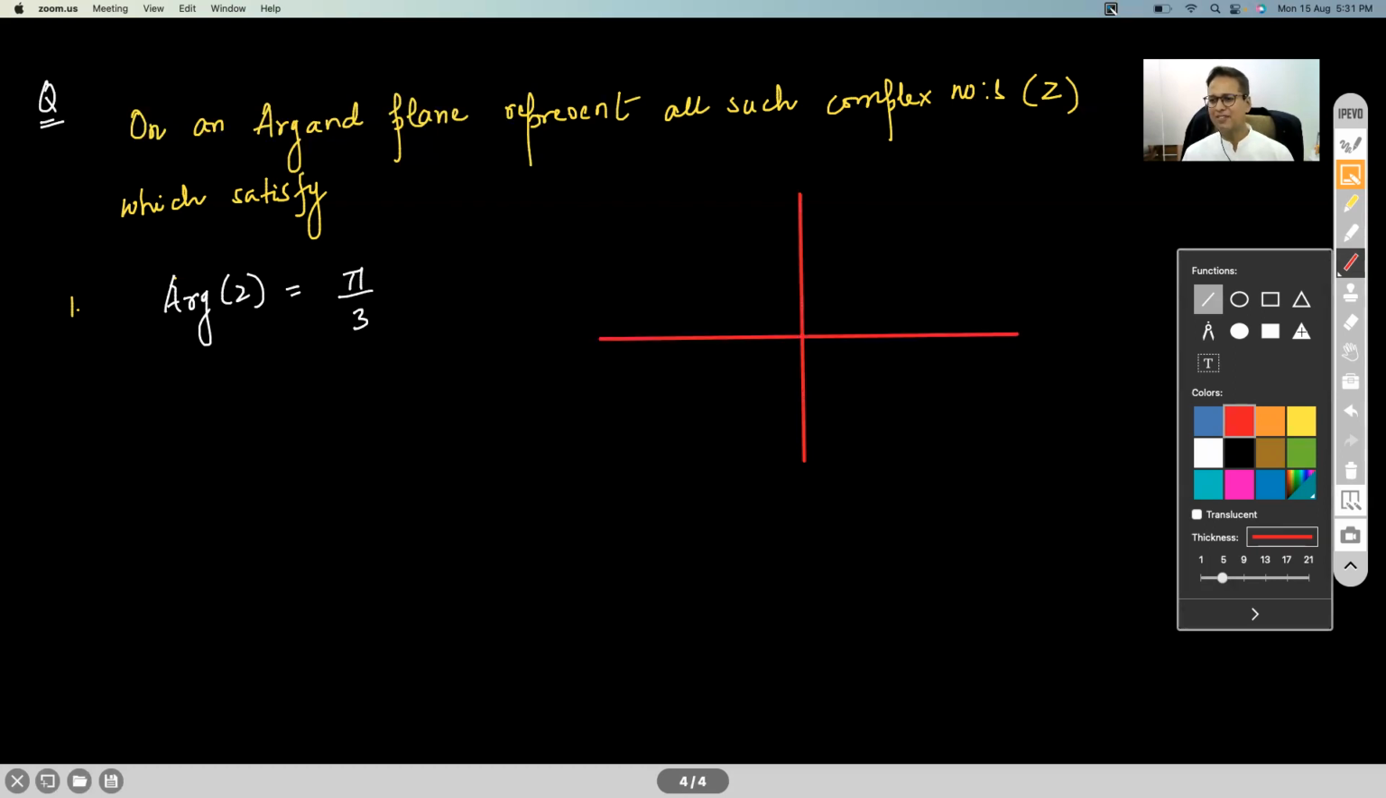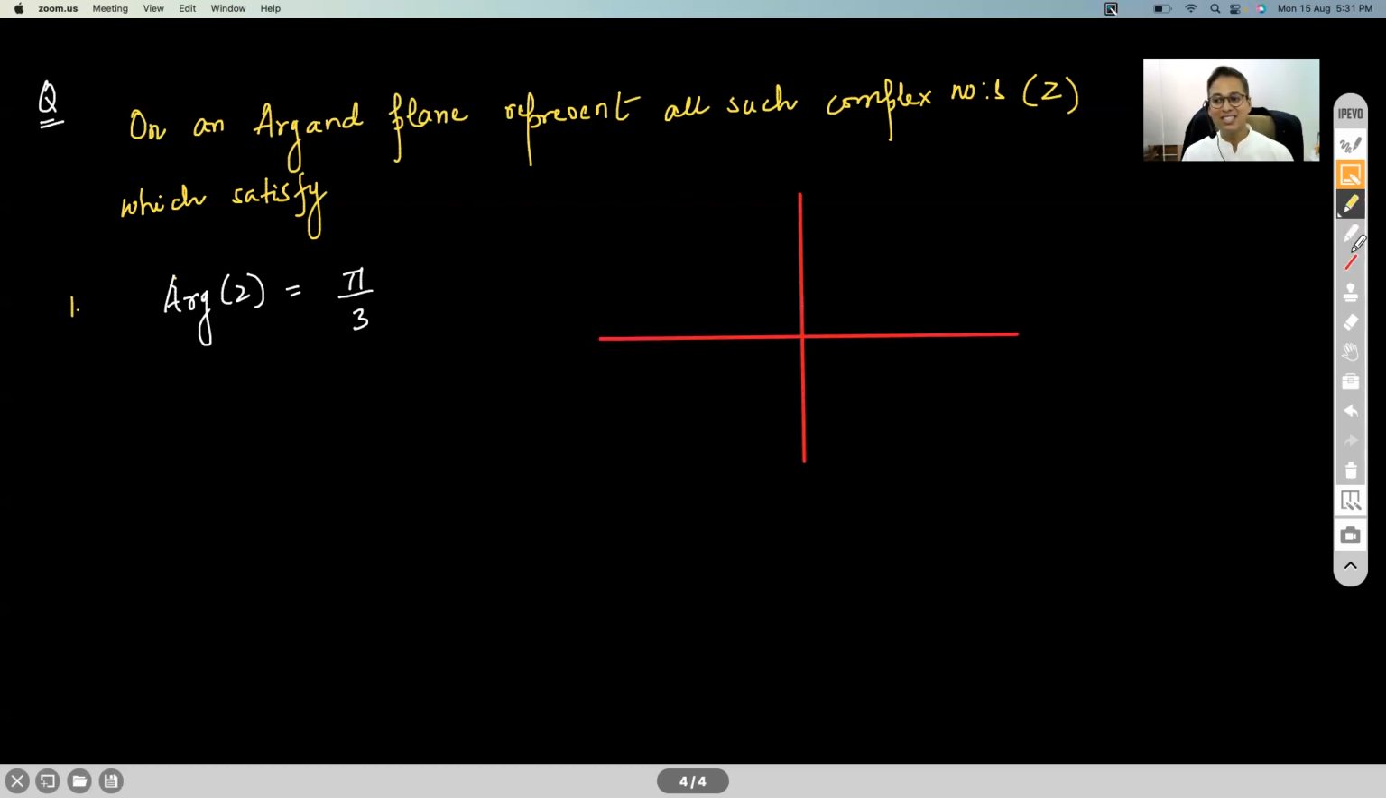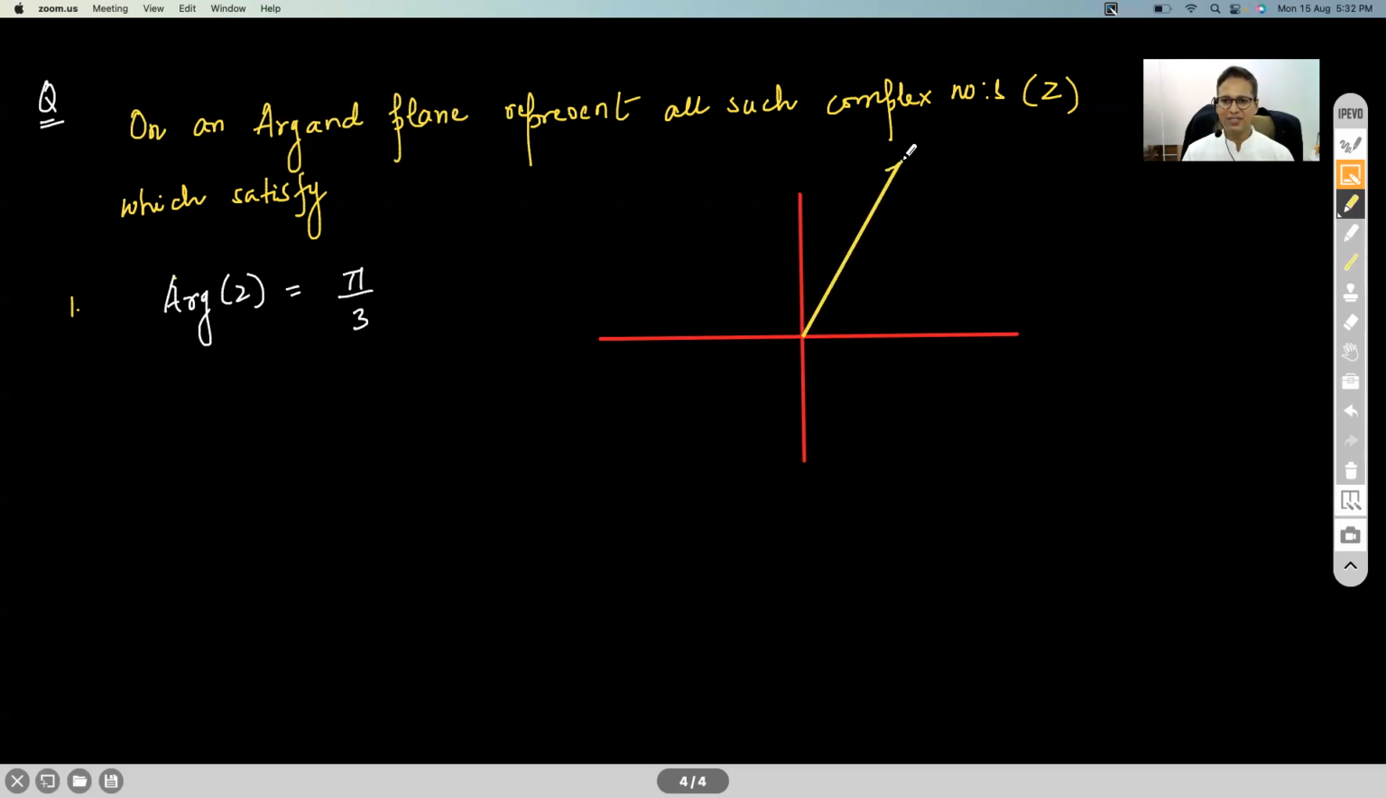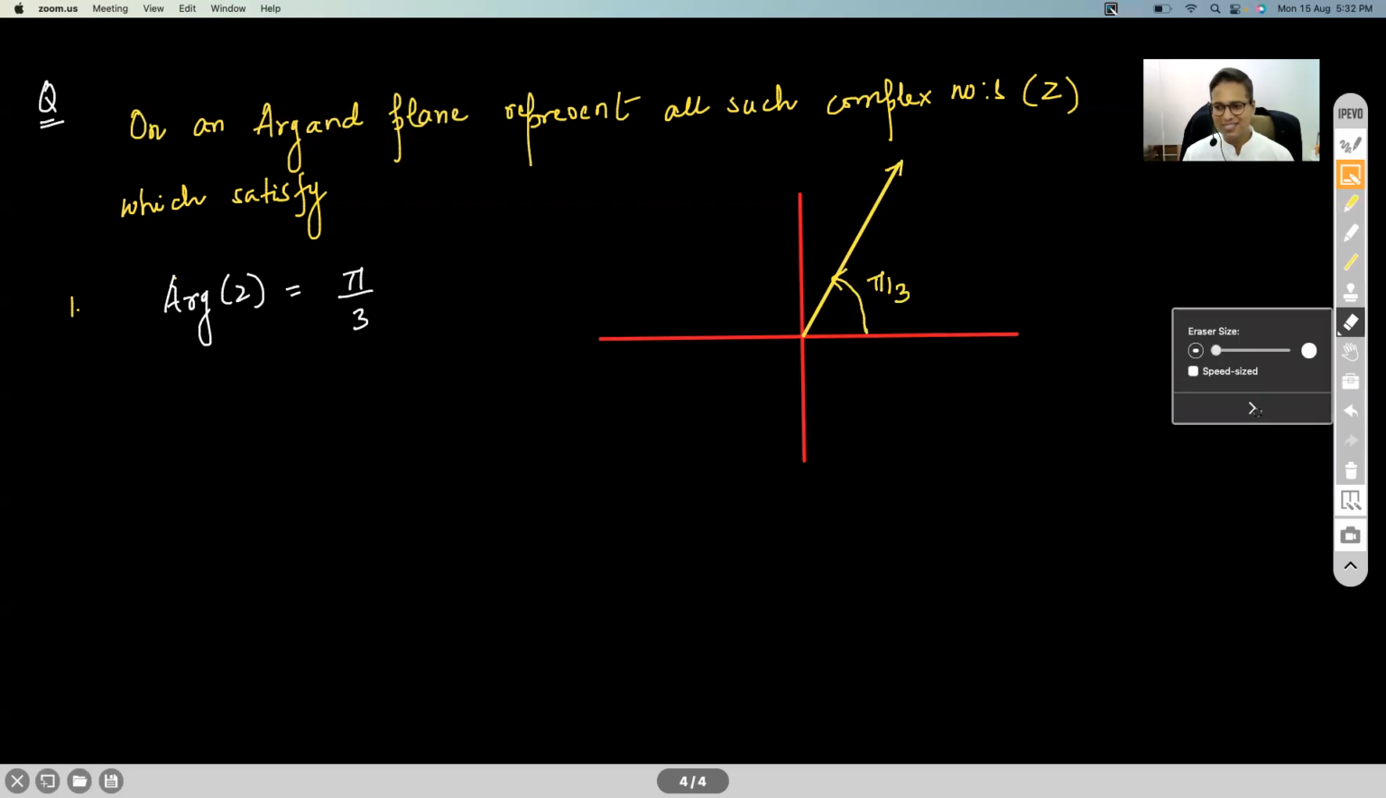Now most of you would have made a ray starting from the origin at an angle of 60 degrees and going all the way up here. Correct? So this angle is what? 60 degrees or pi by 3. Correct? Have you done this? All of you have done this? Anybody who has not done this, let me know. Say yes if you have done the same thing.